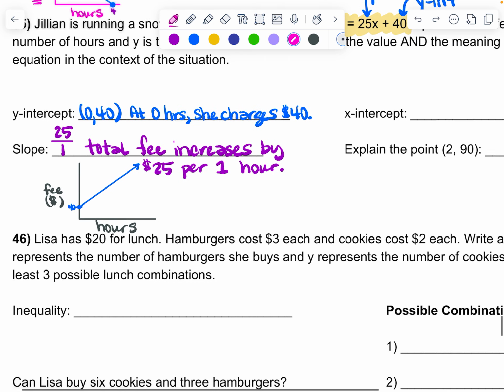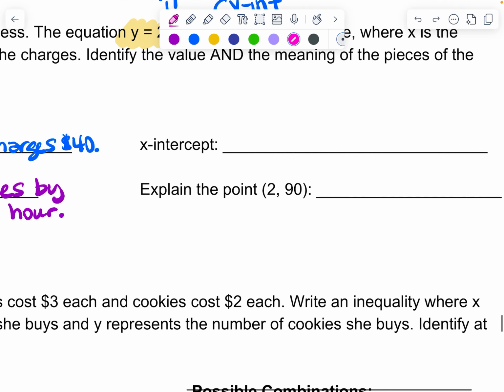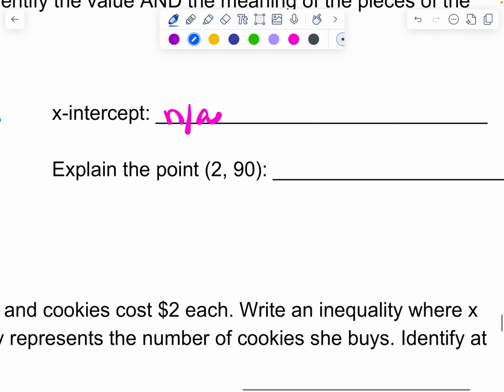Because there's no such thing as negative hours. So when my graph starts at positive 40 on the y-axis, I can't go backwards to hit the x-intercept. So I'm just going to put NA. This is not relevant at all because I can't have negative time. So will it cross the x-axis? Sure, if I kept the line going, but negative time has no concept here.